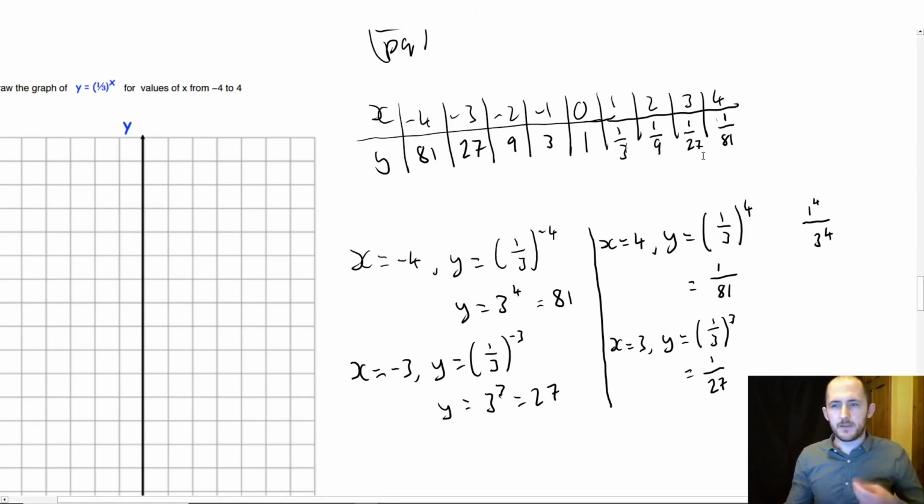So once you get a bit faster, you'll be able to do this really, really quickly, and you won't have to work them out individually. Okay? I would say you have to do one fully, but then you'll see the pattern and you'll just go, okay, so 81, so that'd be 27, 9, 3, 1, and that'd be 1 over 3, 1 over 9, 1 over 27, 1 over 81. So it becomes a lot quicker after that.